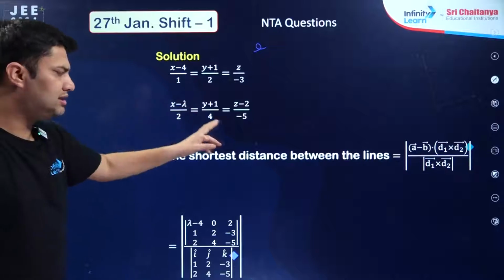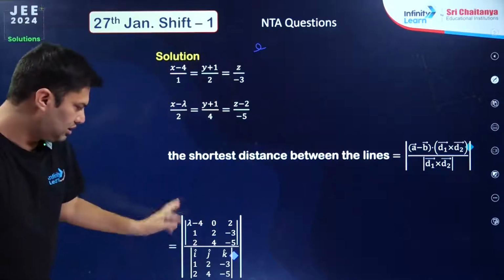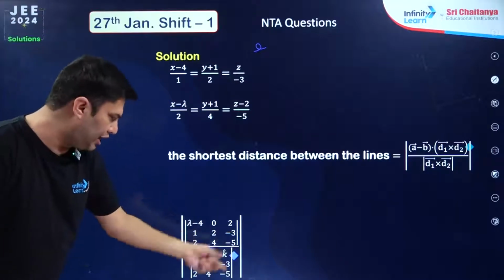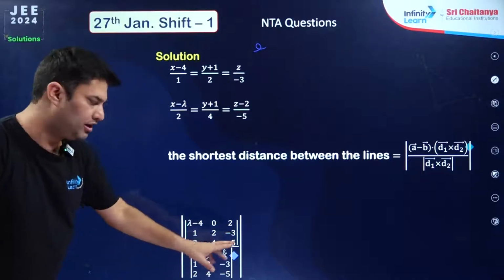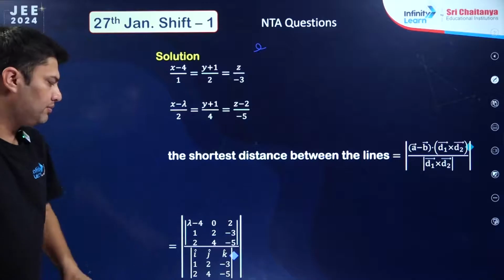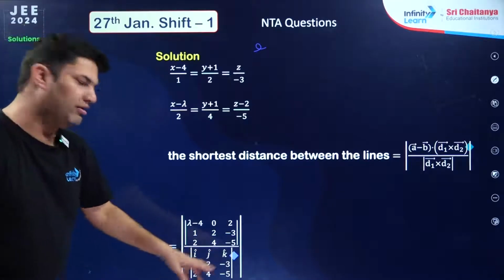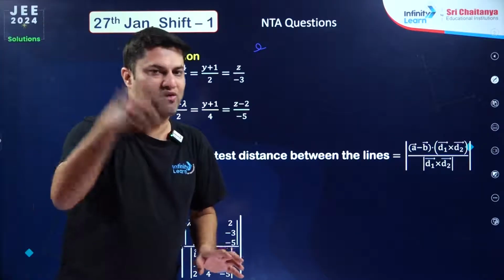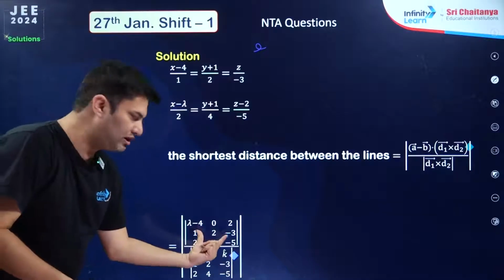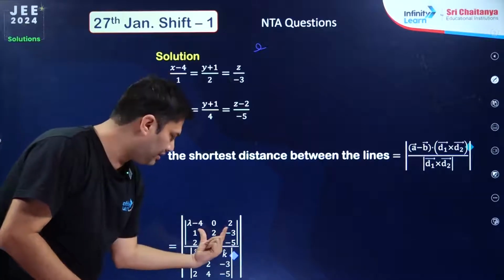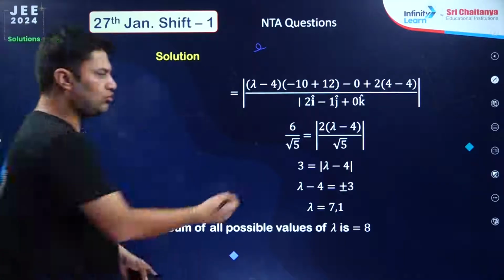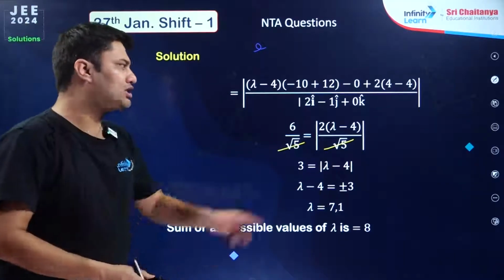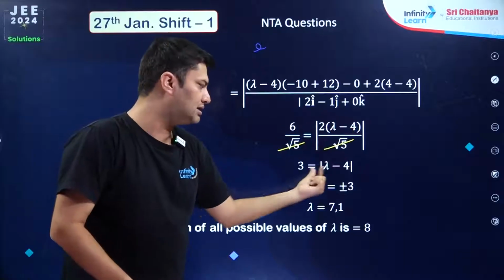So for these two lines, the shortest distance, the mod of the determinant of lambda minus 4, a2 minus 7, 0 minus 2, and these two, and i, j, k. If you solve this problem, the denominator will definitely come out to be root 5, root 5 will cancel out, and this determinant mod is equal to plus minus 6, and the determinant is equal to plus minus 6. So root 5 cancels out, lambda minus 4 is equal to plus minus 3.